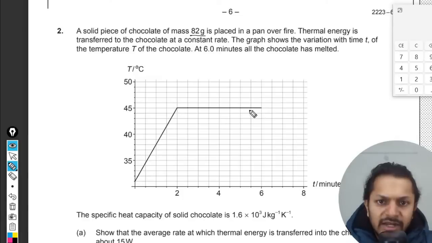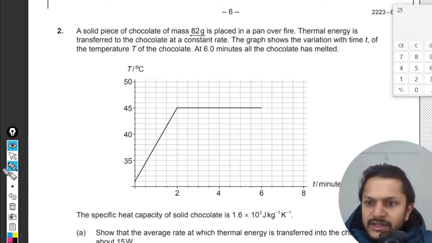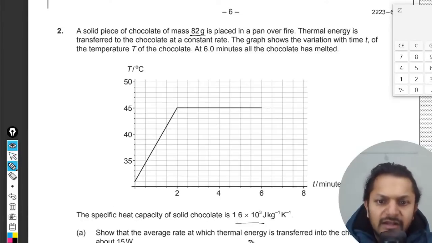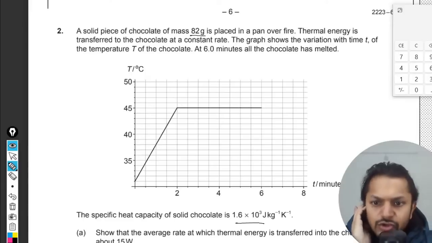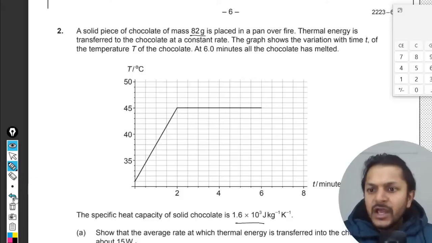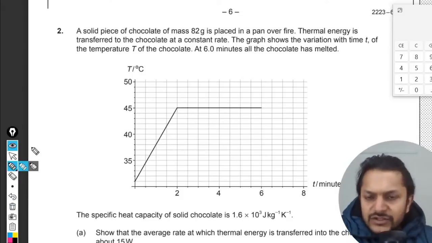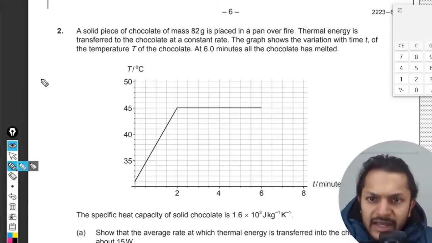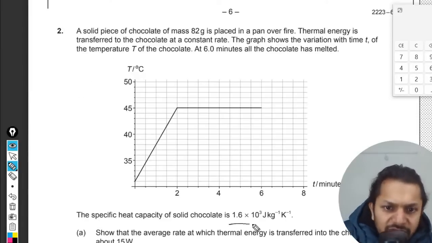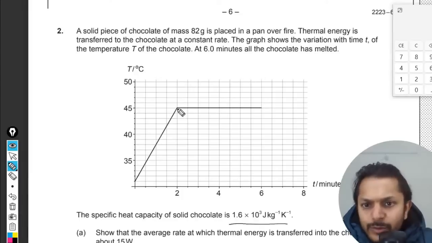Okay, so this is about the latent heat, and this will be about the sensible heating. Yes. The specific heat capacity of the chocolate is given. Show that the average rate at which the thermal energy is transferred to the chocolate is about 15 watt. So we have to comment on the rate. Okay. So first of all, what do you mean by this rate? And the specific heat is given, the latent is not given. So we will be concentrating here.